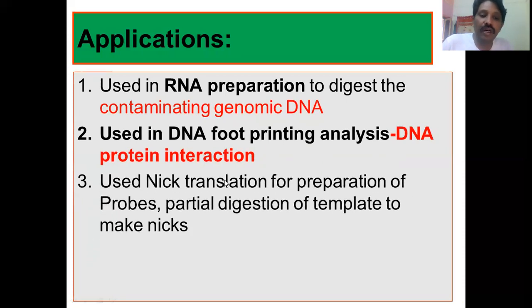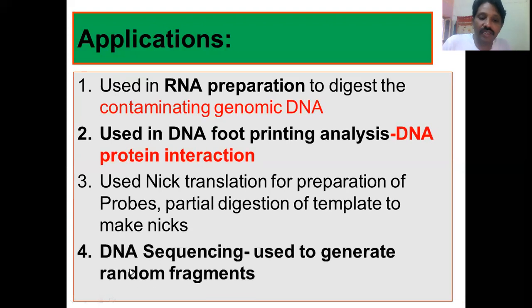And the third one is DNase used in the preparation of probes through nick translation. In nick translation, the DNA is partially digested with DNase I. Partially digested means it will only form a nick. If you keep the DNase digestion for only a small time or with less enzyme, then it forms nicks. From that nick, the probe is prepared with the Klenow enzyme or DNA polymerase. So it is used in nick translation for preparation of probes, where partial digestion of the template makes nicks.